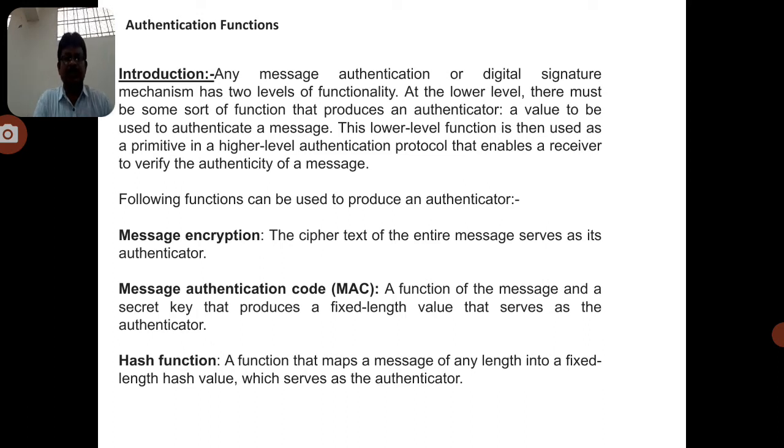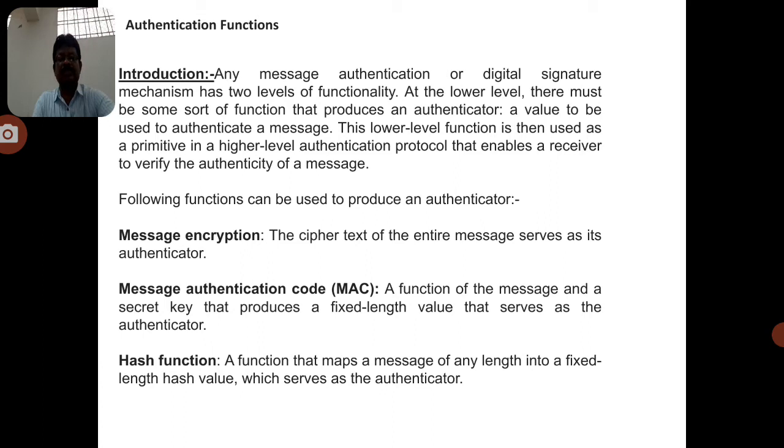And the third authentication function is the hash function. The hash function is nothing but a public function which maps a message of any length into a fixed length value which serves as its authenticator. That means here there is actually no key. A public function which is derived by the hash function maps a message of any length into a fixed length hash value which serves as its authenticator.